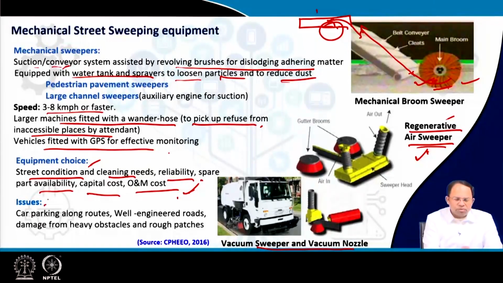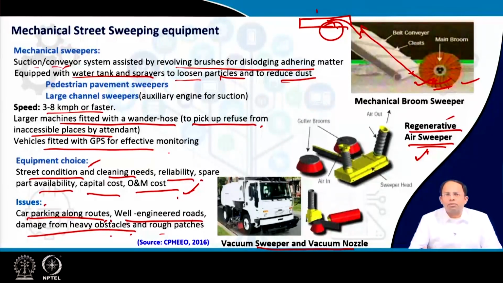Then some issues with mechanical cleaning, that is car parking along the routes. If people park their car at night along particular road stretches, you cannot clean those because the silt and dust gather at the side channels, right? So you cannot access those side channels. Then well engineered roads may not be there, so that could be an issue. This requires properly laid out roads, and the surfaces should be smoother, but sometimes they are not. Then sometimes because of heavy obstacles or rough patches, the system gets damaged and we have to repair it, and sometimes the spare parts are also not available.